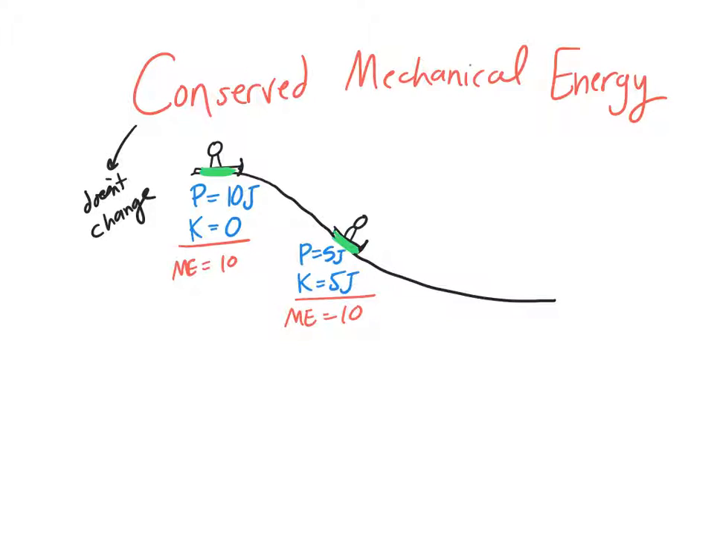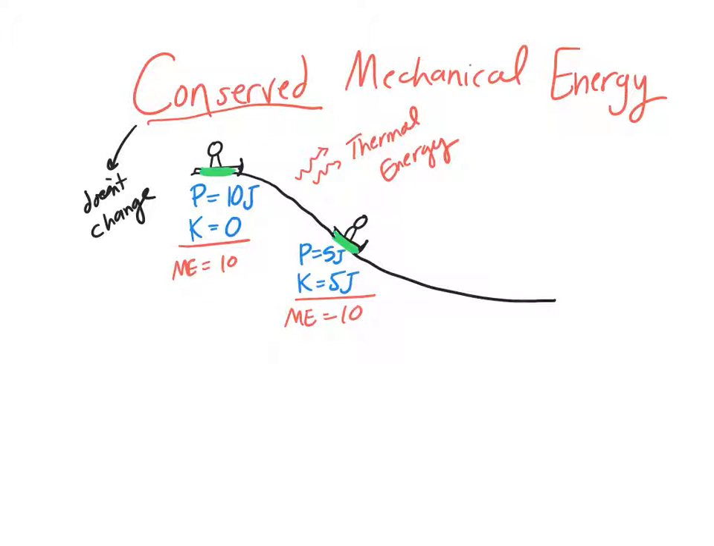Where did that energy go? Well, some of it is lost in the form of sound and heat, which we're going to refer to in this class as thermal energy. Whenever you have thermal energy, the mechanical energy is not conserved. Some of it is lost. We can't say that it's gone forever.